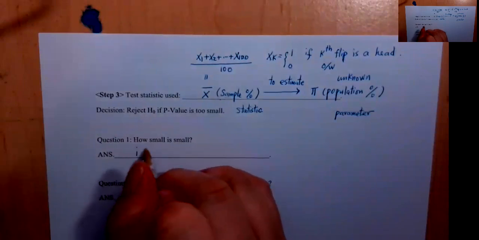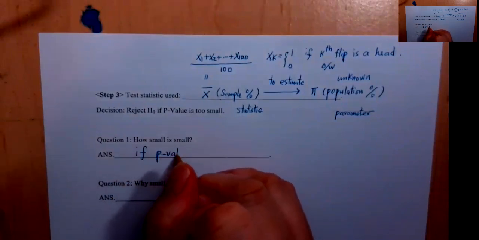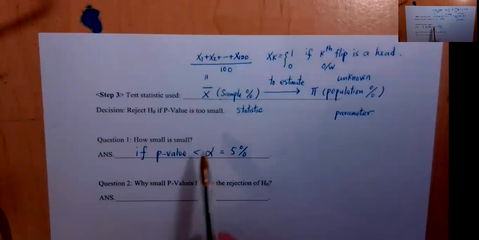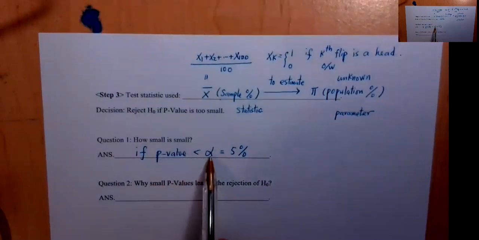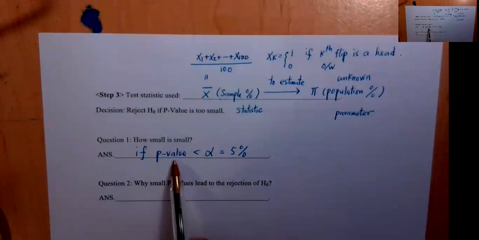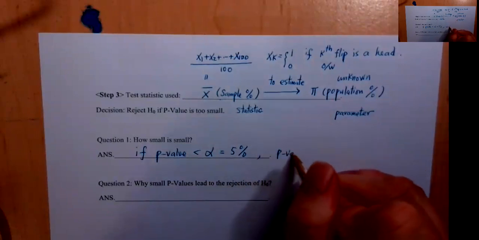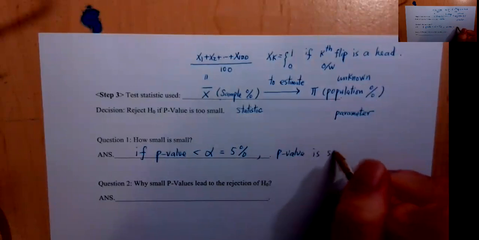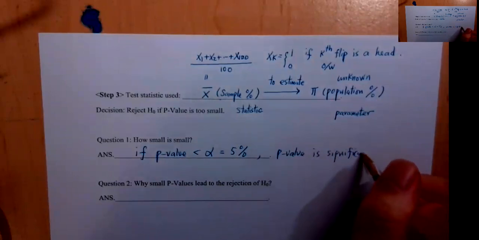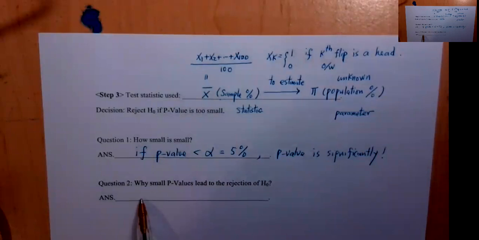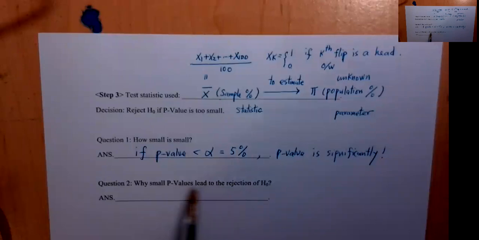Well, if the p-value is less than alpha. Remember, we chose alpha equal to 5%. If the observed p-value is less than alpha equal to 5%, we say the observed p-value is significantly small. For a significantly small p-value, we reject H0. But the next question, why does a small p-value lead to the rejection of H0, not a large p-value? This one I postpone until we finish the whole thing, then you can understand better, okay?